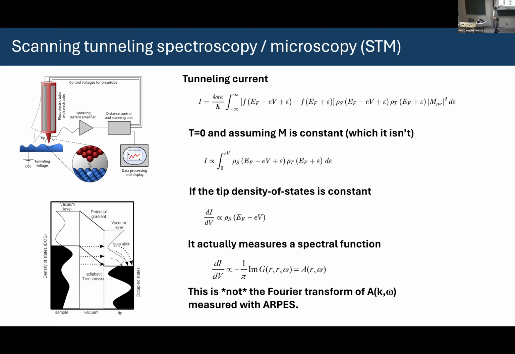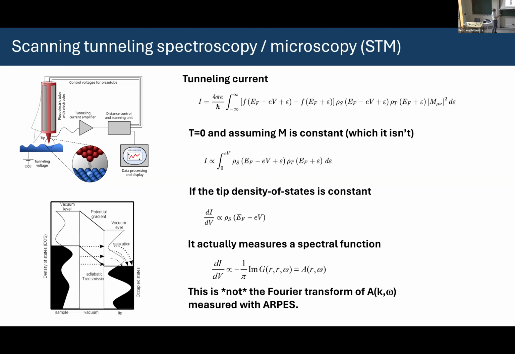So there's a sample which has some electronic structure. There's a tip that has some electronic structure, and what you're measuring is the convolution of these two things. So the difference between them is the bias, and then the amount of current you get depends on how many states there are displaced due to the difference in bias.